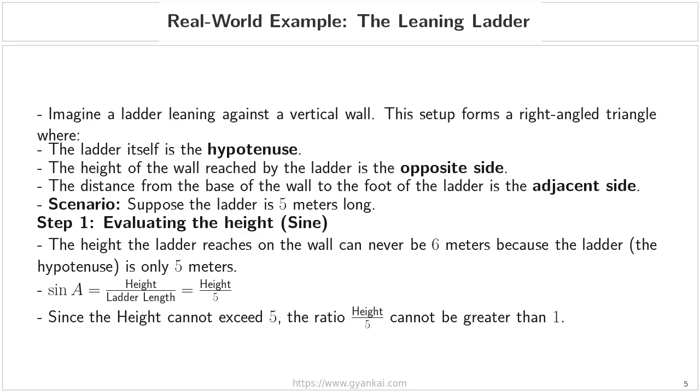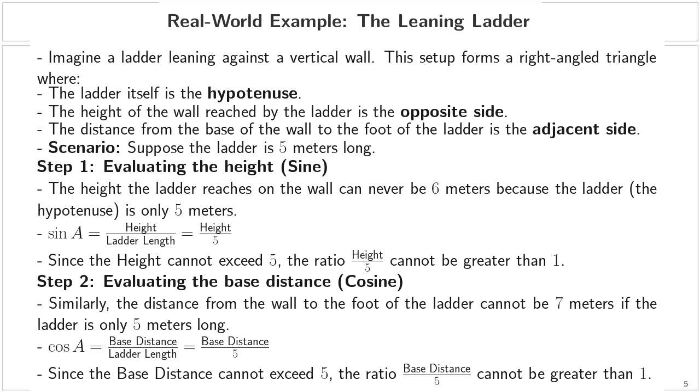If we look at the formula, sine of angle A equals height divided by ladder length, which is height divided by 5. Since the height cannot possibly be greater than the 5-meter ladder, the resulting fraction, height divided by 5, can never be greater than 1.